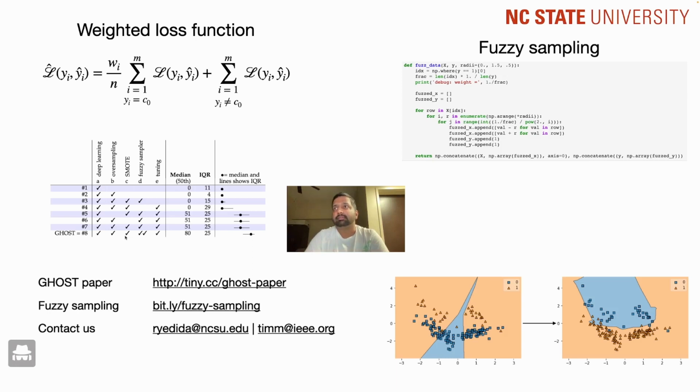We then applied SMOTE, which fixes the class imbalance issue. We used a feed-forward network, which was tuned using hyperparameter optimization. Specifically, we used the Dodge hyperparameter optimizer published in TSC. And we also used the weighted loss function. This yielded a median F1 score of 80% and an IQR of 25%.